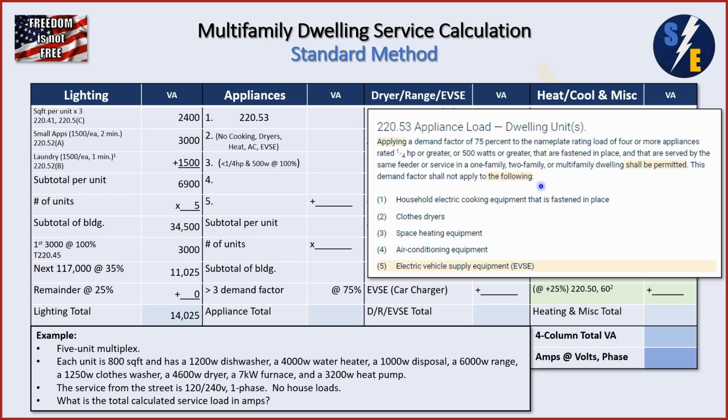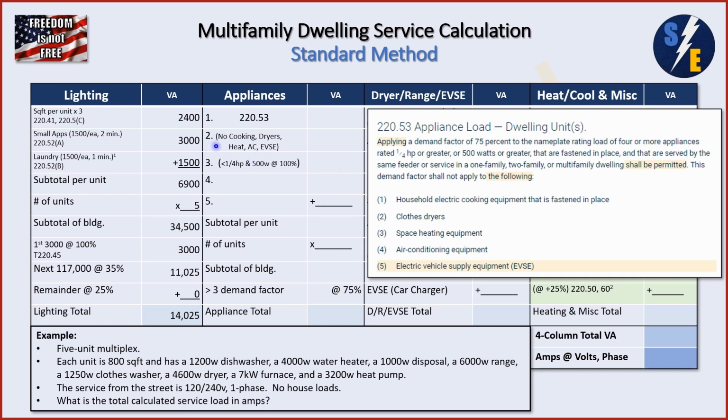Okay, so we'll come back over this in more detail, but let's get through these exclusions first. These 5 items are excluded from applying this demand factor. Household electric cooking equipment that is fastened in place, so ranges, cooktops, stoves, ovens. Clothes dryers, space heating equipment, air conditioning equipment, and then this is new to 2023, the EVSE, the car chargers and such. These have been pulled out of the regular appliance column and are now treated on their own, and we'll have our own section for that.